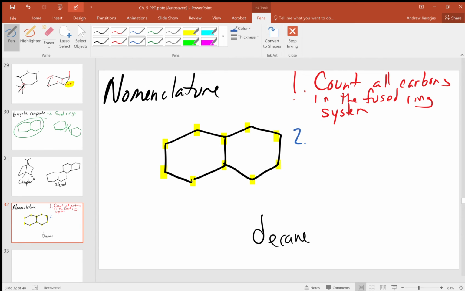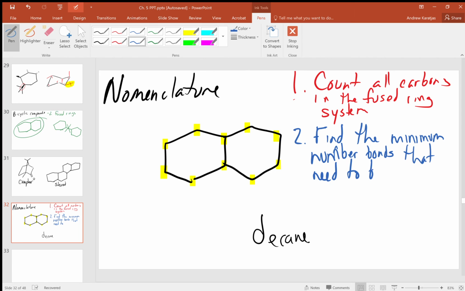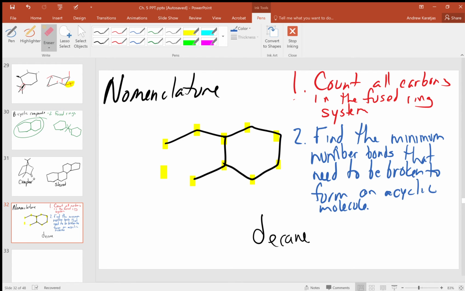Second step, find the minimum number of bonds that need to be broken to form an acyclic molecule. So for example, if I broke that bond, I still have a cyclic molecule. But if then I also broke that bond, now I have an acyclic system. And so if it's 2, which is what it is here, we'd refer to that as bicyclo. If it was 3, we'd call it tricyclo, and so on.